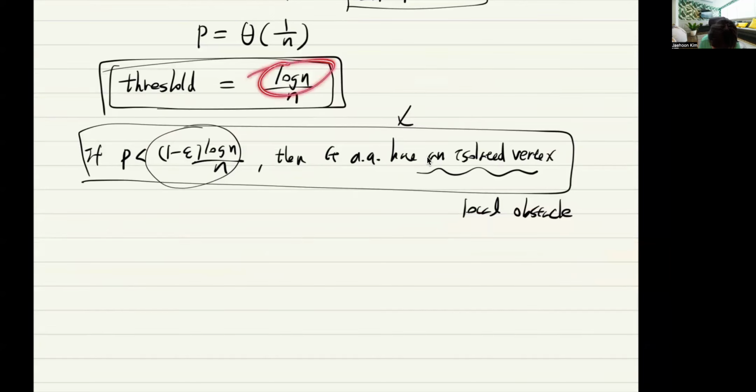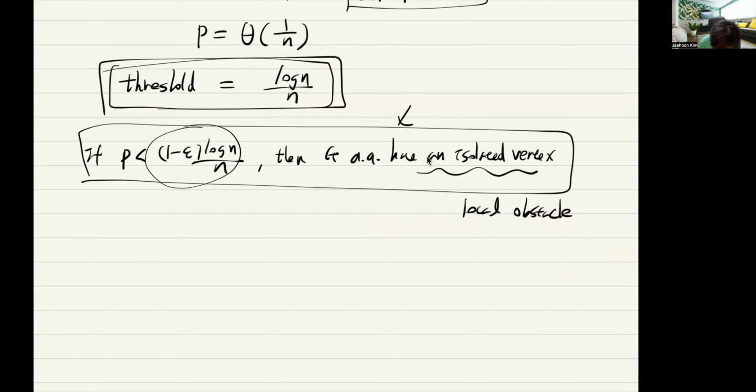And in this case, as long as you overcome this local obstacle by multiplying log n, you're okay. You have a Hamilton cycle. So it's showing that this local obstacle is actually the critical one, the essential one. And if you consider other structures, and then you consider the threshold, you often see this kind of logarithmic factor.